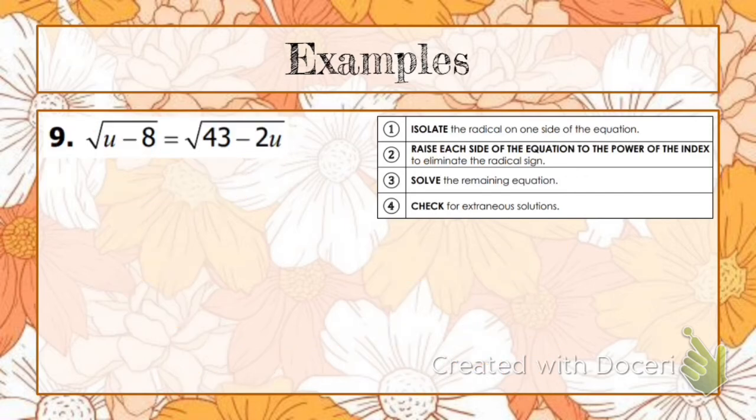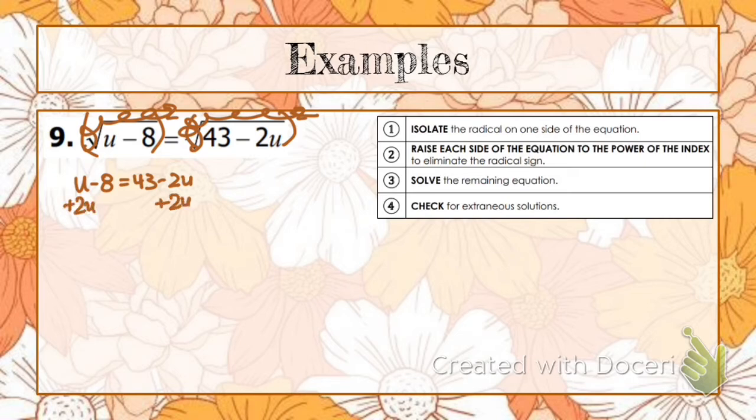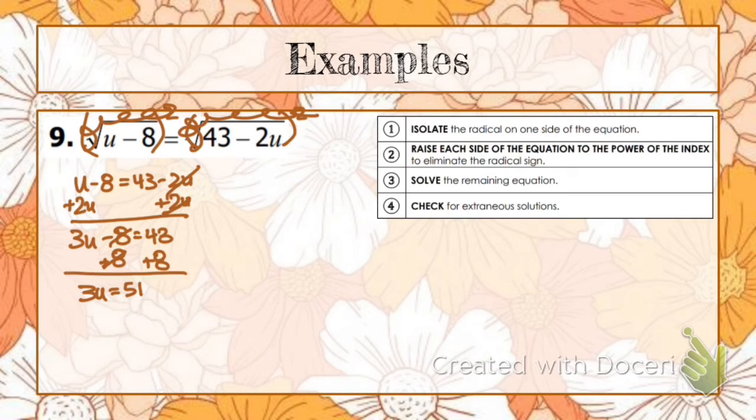In some problems, you're going to see this, like number 9, where you have a radical equals a radical. And in this case, as long as they have the same power, you can square both sides. So we are going to square both sides, and it's going to get rid of both radicals. And we're going to have u minus 8 equals 43 minus 2u. And then we're going to solve our equation for u. So add 8, 3u equals 51. And then divide both sides by 3 to get u equals 17.